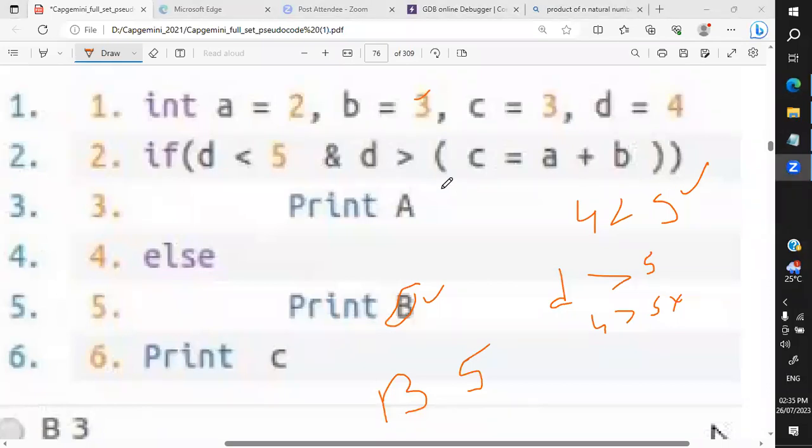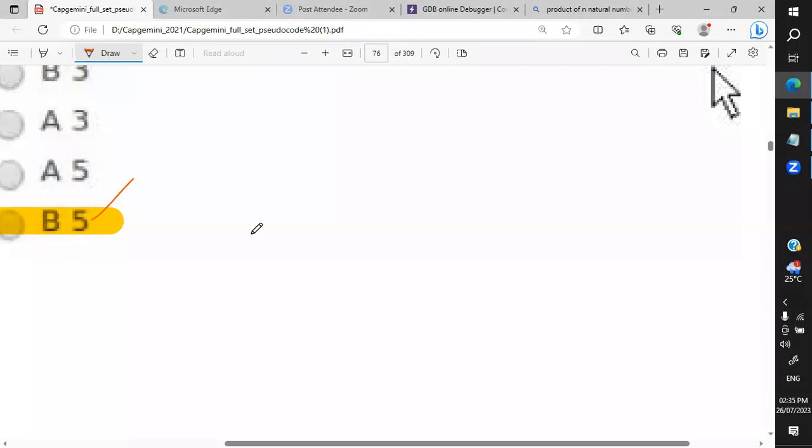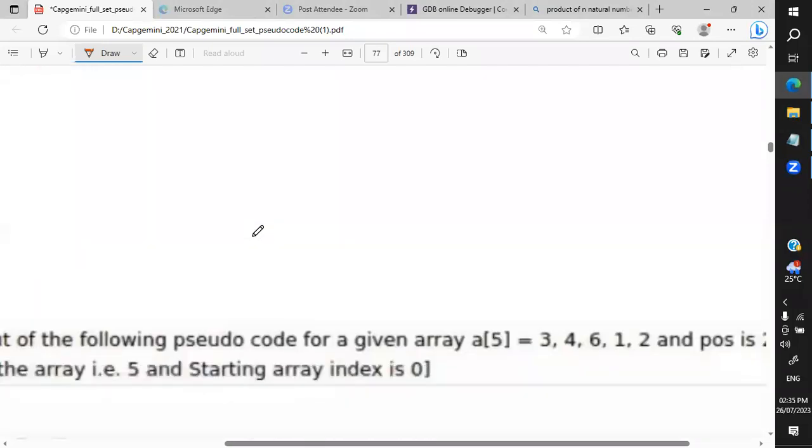Why? Because it is false. Second condition is false. And C value got updated. Okay. B5 is the answer. Answer is B5. Okay. Next. Try this next question.